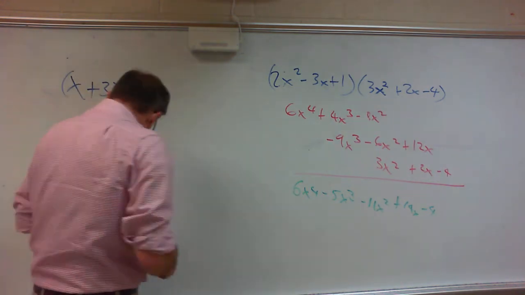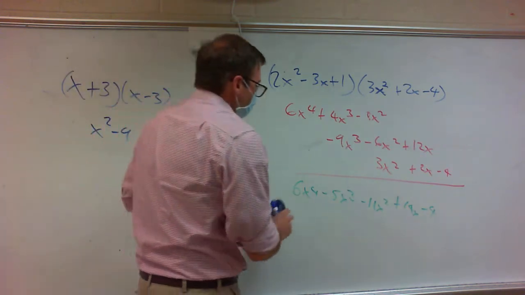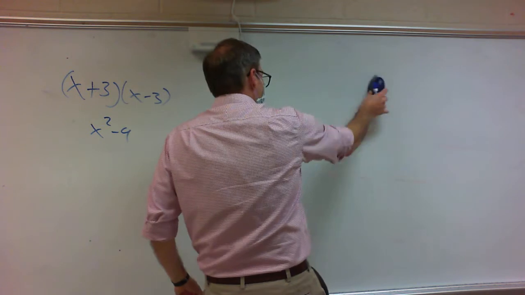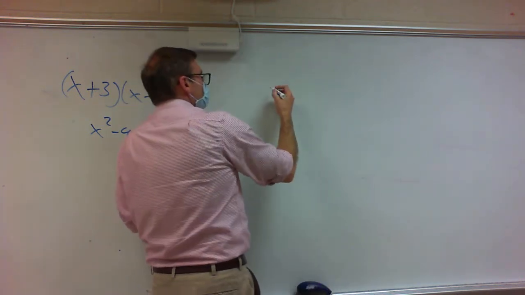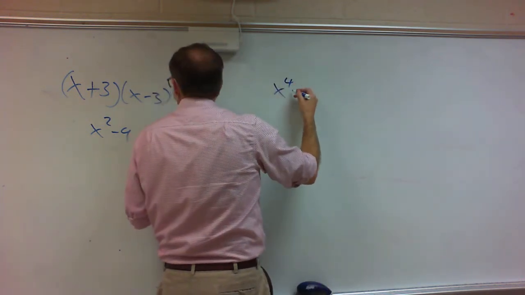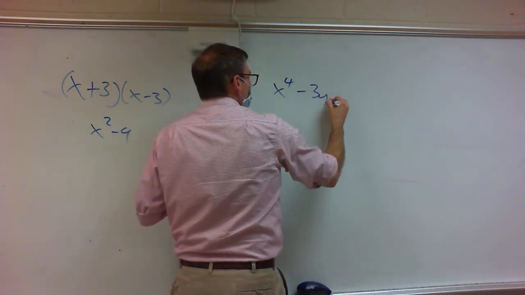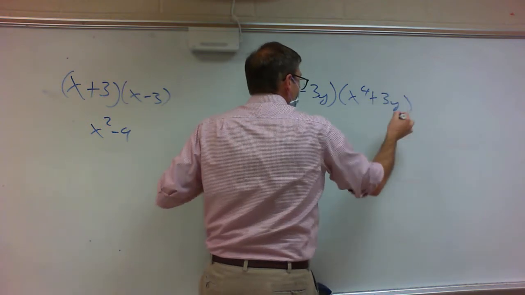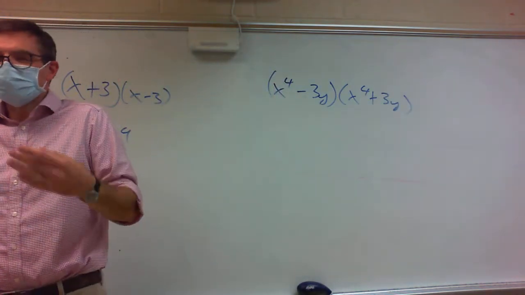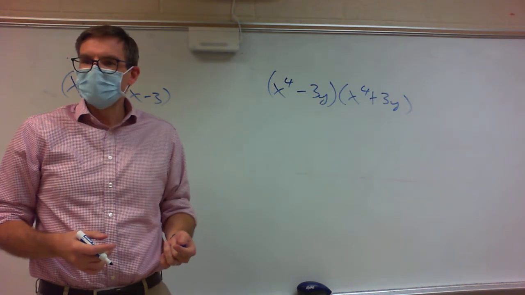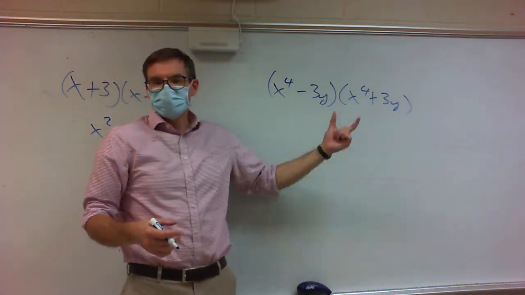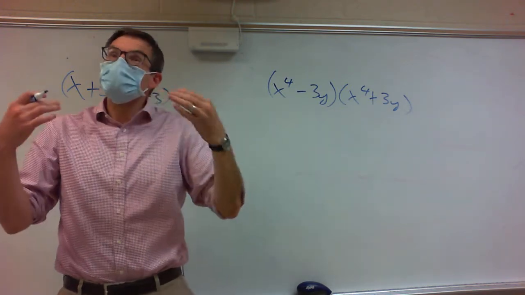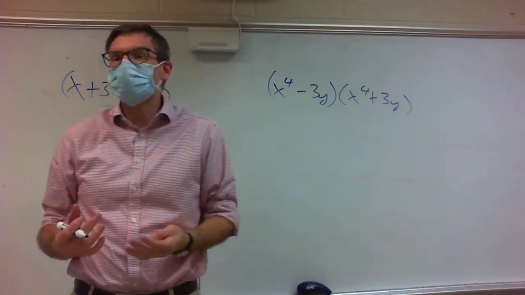All right? Well, how do you handle it if it looks a little uglier? Let's say it was like x to the 4th minus 3y times x to the fourth plus 3y. Do you still see this is a difference of squares? Anytime you have two binomials multiplied together and they're the same except one's a plus and one's a minus, the middle terms are going to cancel out. You're going to create a difference of squares.